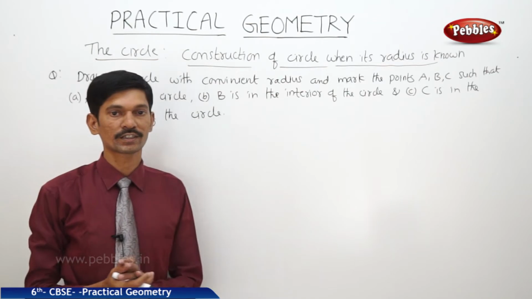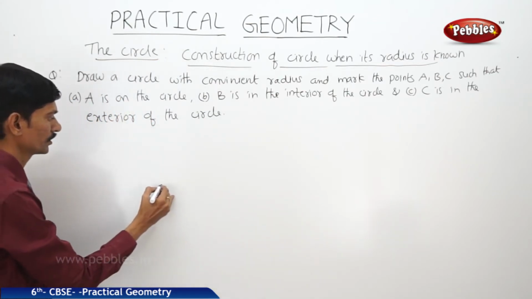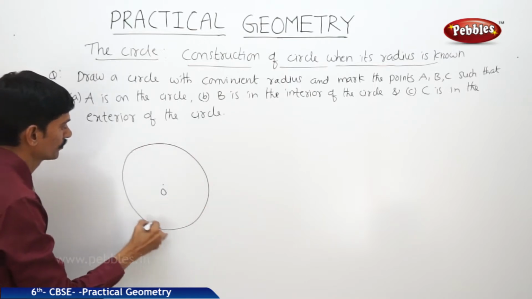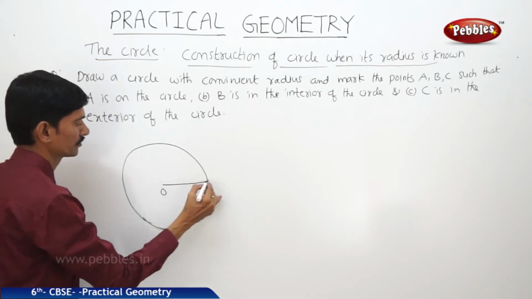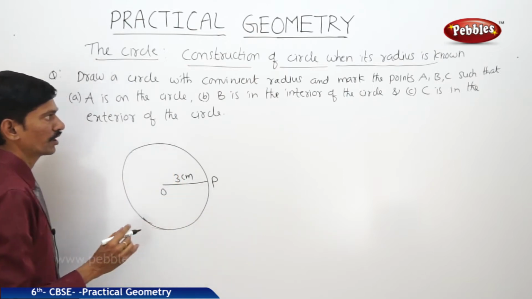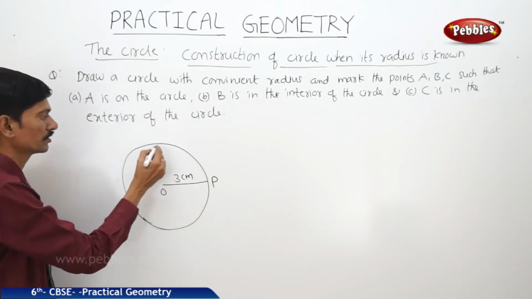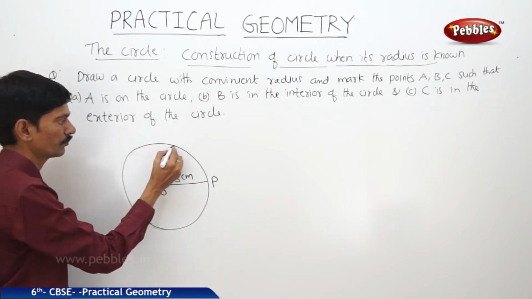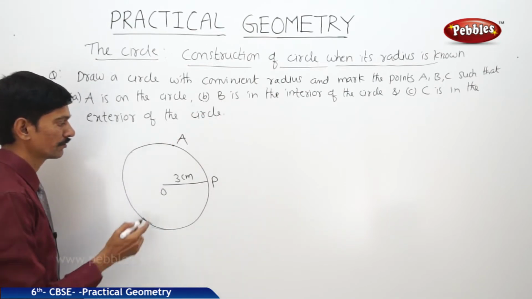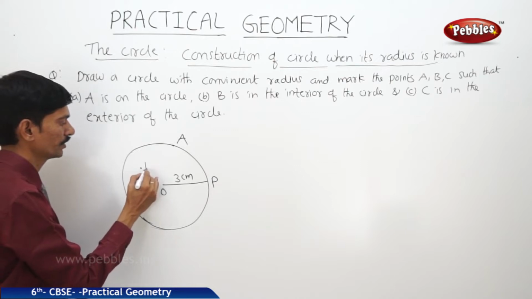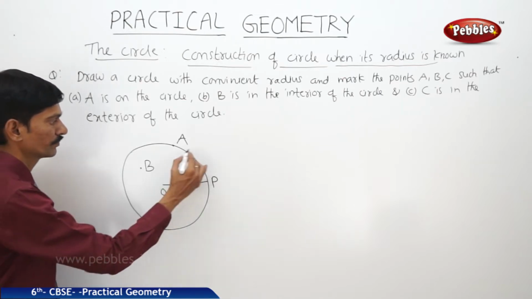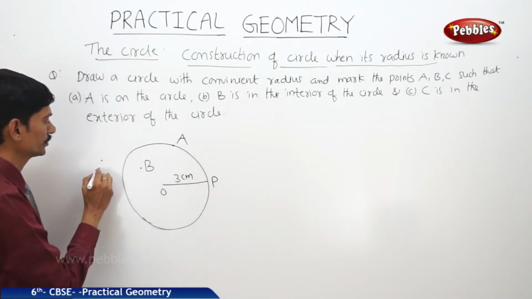So we have to draw a circle with convenient radius. So let us take the circle with center O, and for example the radius is 3 centimeters. Now we should mark the point A which is on the circle. So on the circumference of the circle, mark any point A. So this is on the circle, and B is in the interior of the circle. So mark another point B which is in the interior of the circle, and C is in the exterior of the circle. So in the exterior of the circle, somewhere you have to mark the point C.